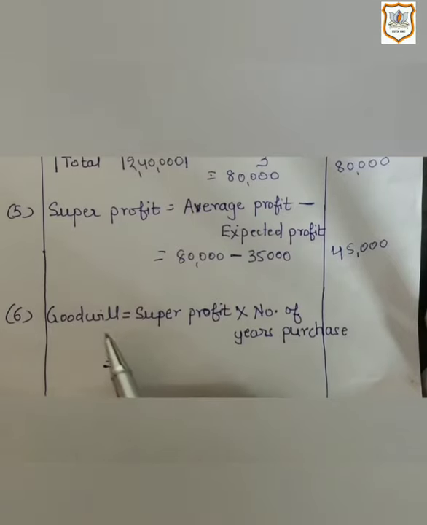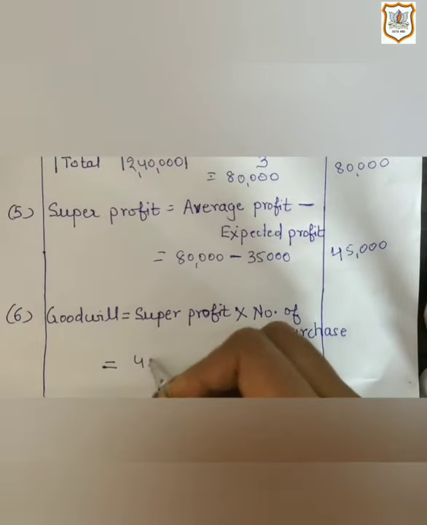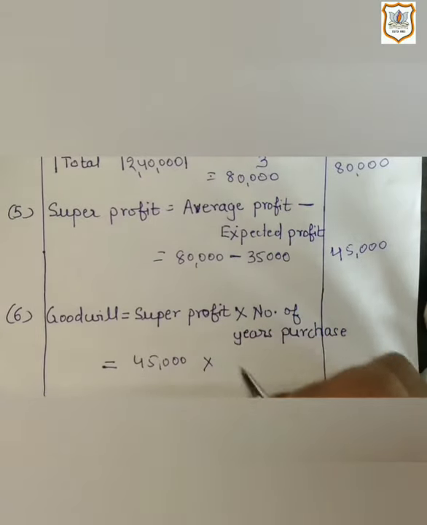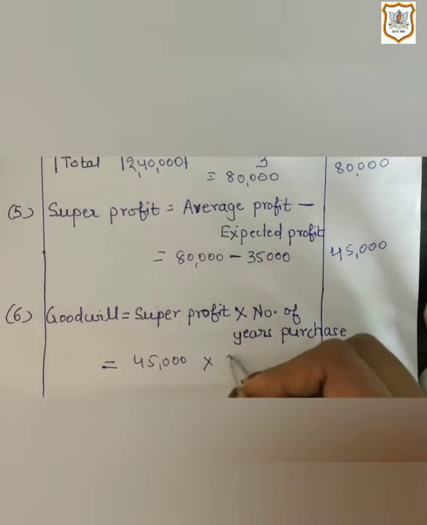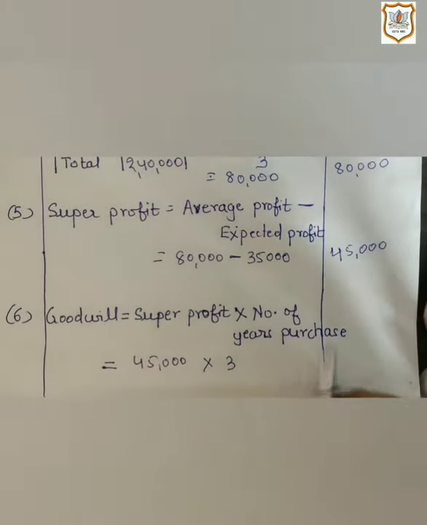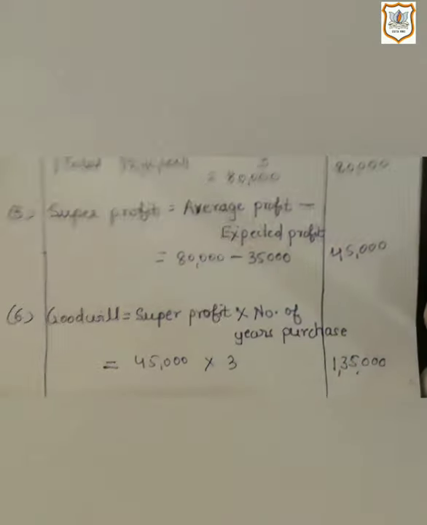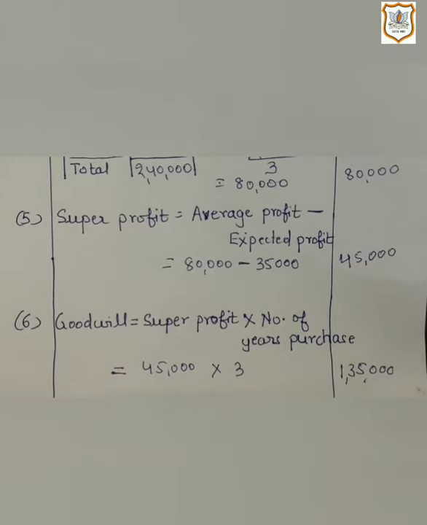Now in the final step, we will find out goodwill by multiplying super profit with number of years purchase. So here super profit is 45,000 and number of years purchase is 3 years, which is given in question. So by multiplying this, we will get 1,35,000, which is the value of goodwill. So this is the way we compute the value of goodwill under super profit method.